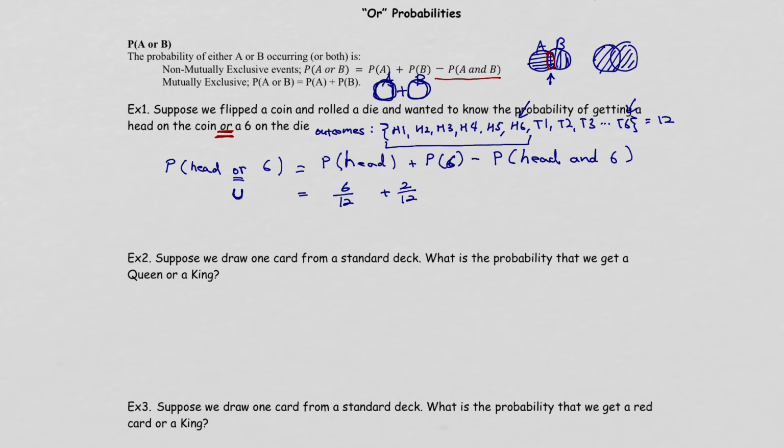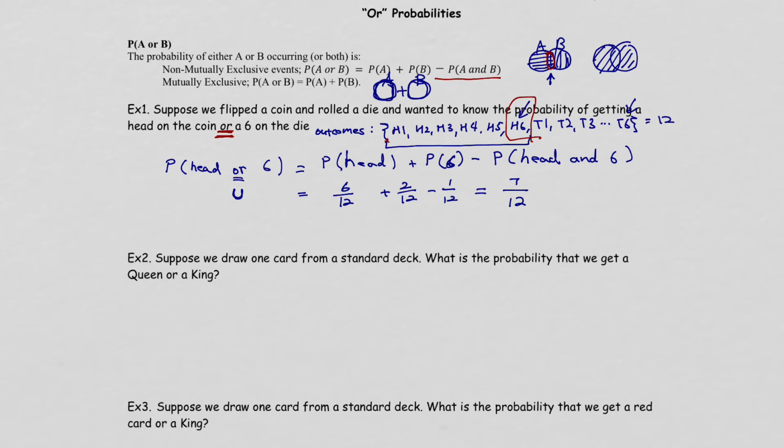And then you want to subtract head and 6. When you're doing this, you end up using this outcome twice. The first count was for getting a head, but then you counted that same outcome again for getting a 6. So that's why you subtract that, the 1 out of 12. This will give you 7 out of 12 as your probability.